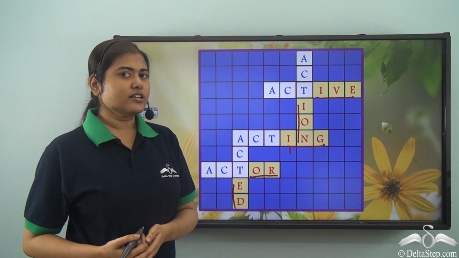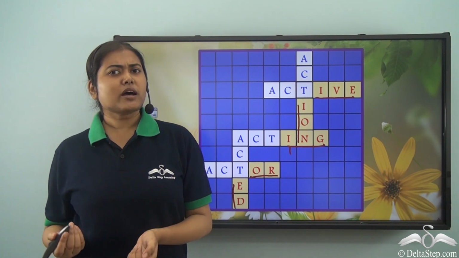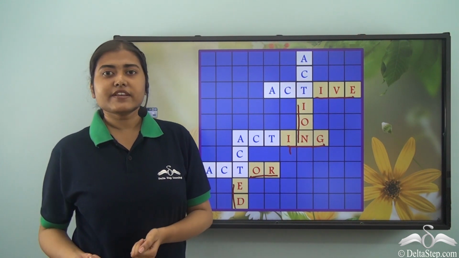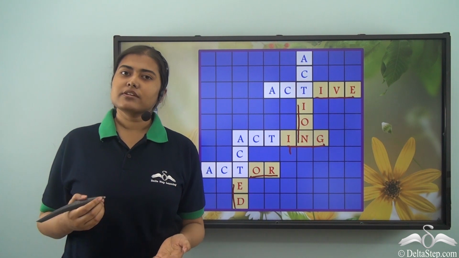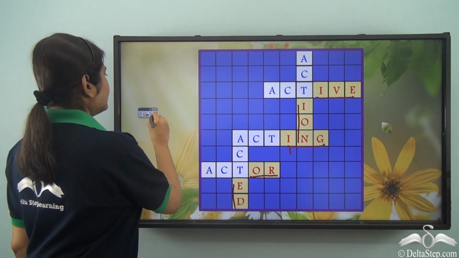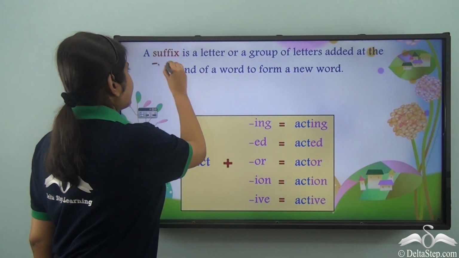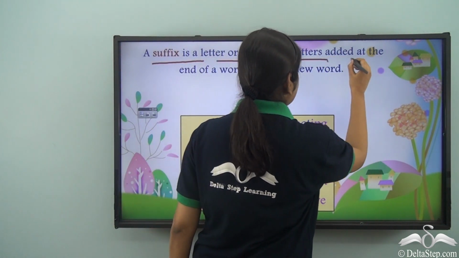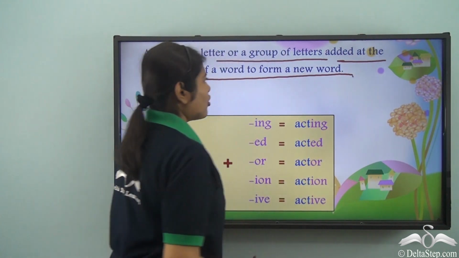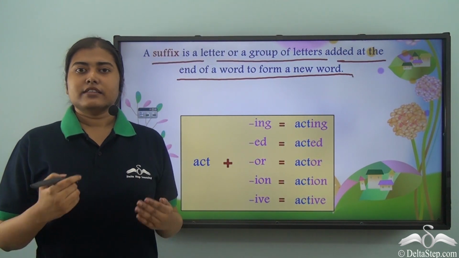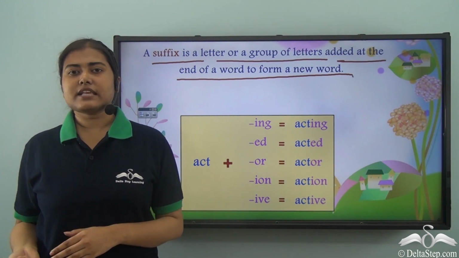And what are they called? Well, they are called suffixes. So, you must be wondering, what are suffixes and what do they do? Well, today we are going to learn about suffixes. So, first, what is a suffix? Well, a suffix is a letter or a group of letters added at the end of a word to form a new word. Now, the word suffix itself means to add after something.